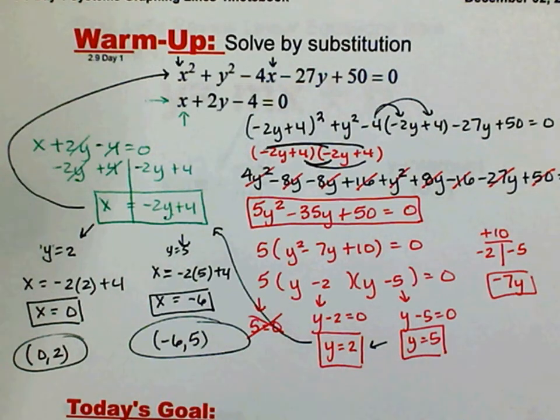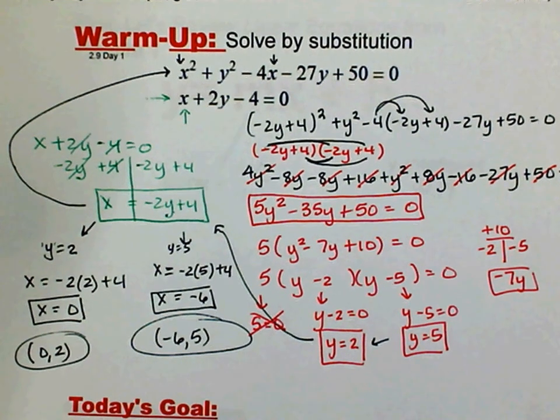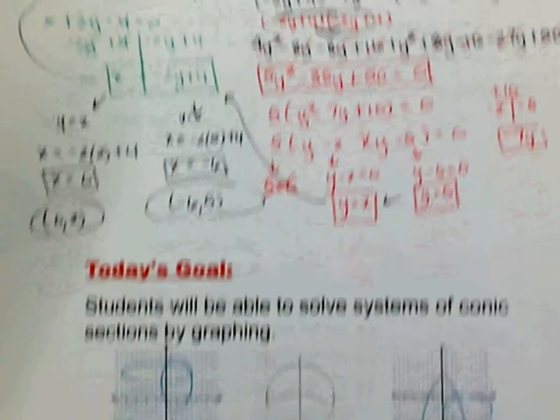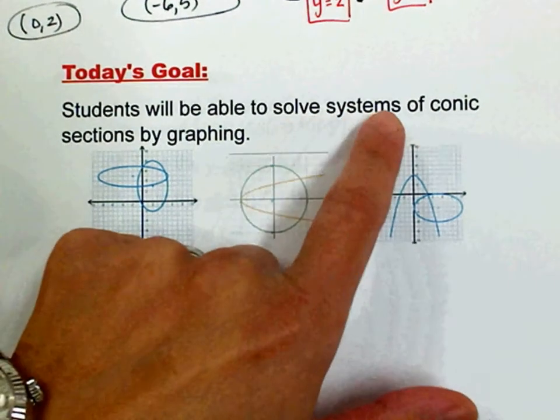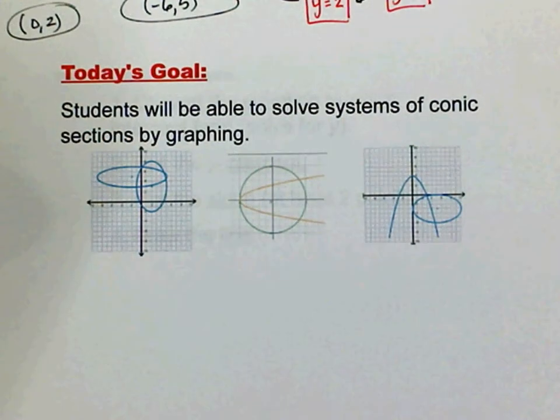All right, today's assignment is a review of Algebra 1 where you have learned to graph, okay? So yesterday, you guys learned about substitution. Today you're going to be able to solve systems of conic sections by graphing. So let me scroll this up. So systems of conic sections by graphing. So we are going to graph.